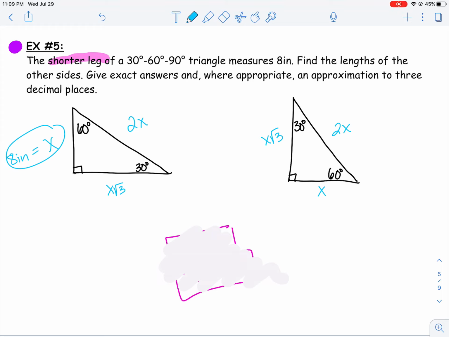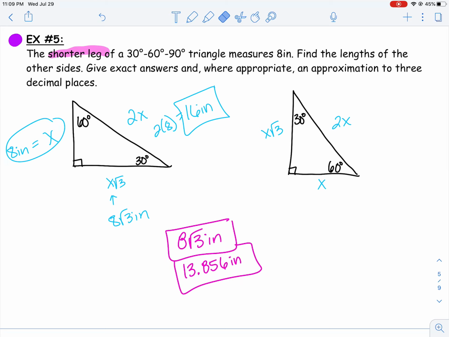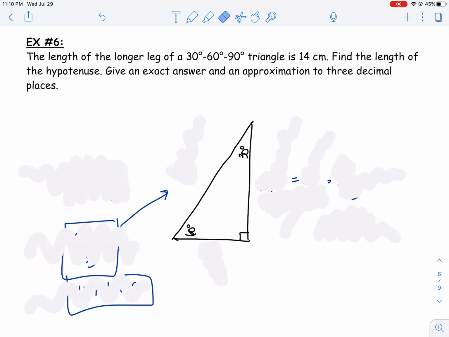Well, if x is 8 inches, then that means my hypotenuse is 2 times 8 inches, or I can say 16 inches, right? And if x is 8 inches, then I can say that the side across from my 60-degree angle is 8 times rad 3 inches. Or I can put that in my calculator and say 13.856. No matter which way you draw your triangle, those should be the measurements across from each of those angles. Across from your 30 is x, across from your 90 is 16 inches, across from your 60 is 8 rad 3 inches.